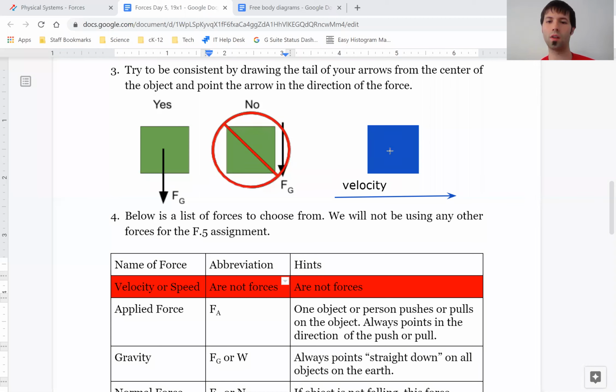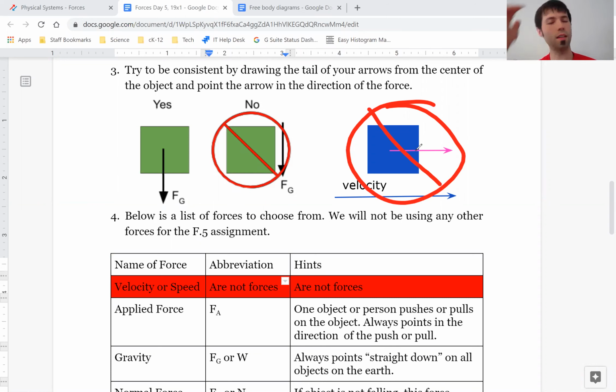If I drew an arrow going this way, well, that would be wrong because forces cause acceleration. Remember that. Force equals mass times acceleration. There is no velocity in your force equation. So this is wrong. We would not indicate velocity by using arrows in a force diagram.